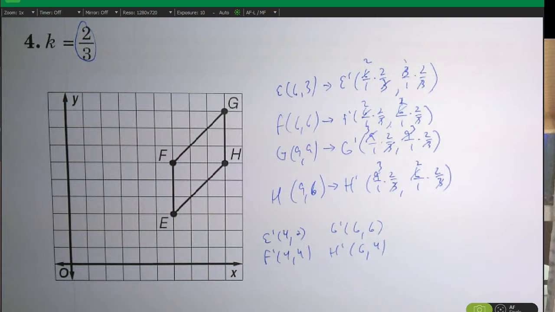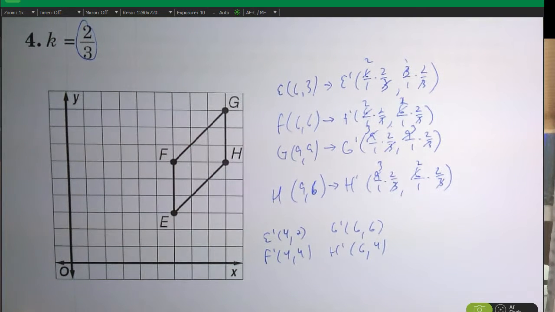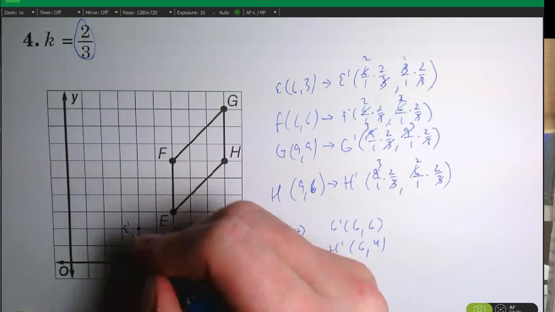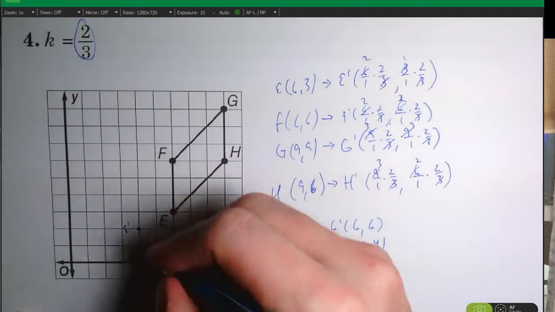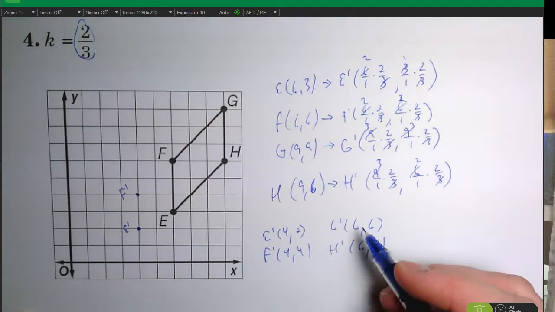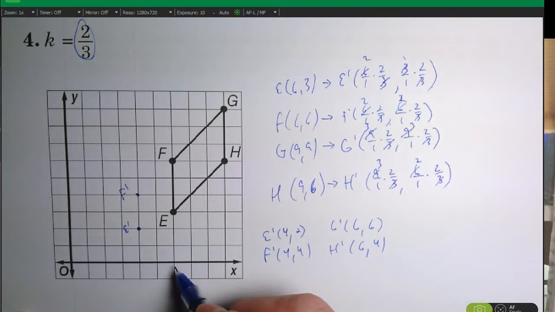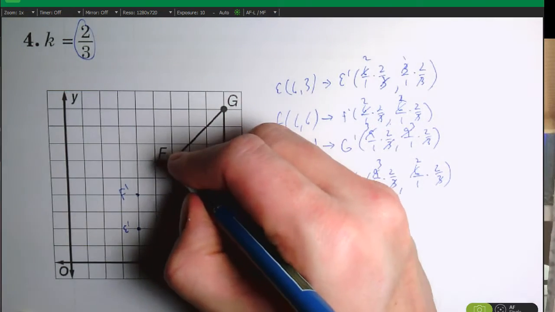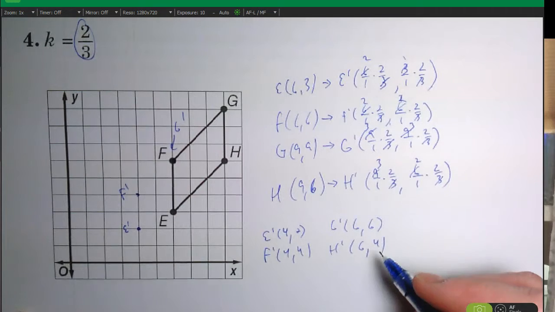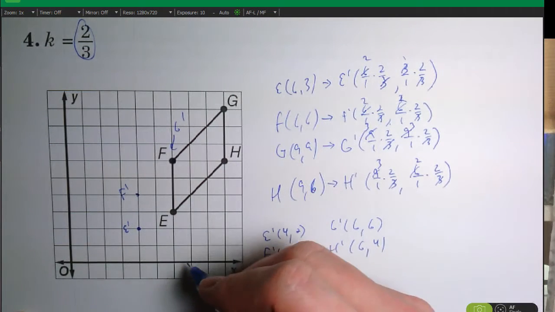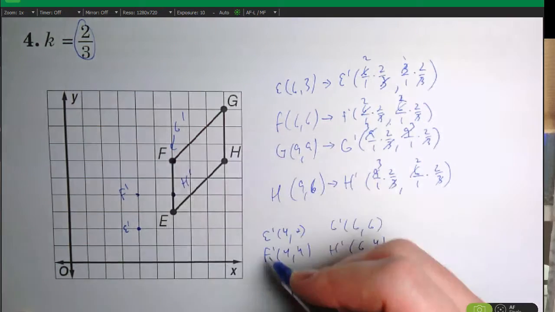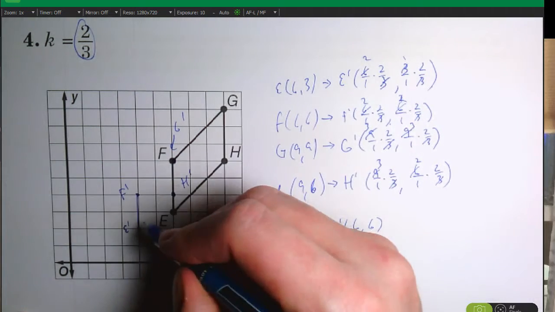And now all I do is just plot them. So E prime is at 4, 2. So over 4, up 2. E prime. F prime is at 4, 4. G prime is at 6, 6. So over 6, up 6. So it's actually already part of our drawing. G prime is. And then H prime is over 6, 4. So over 6, up 4. Right there. And then just connect those points.